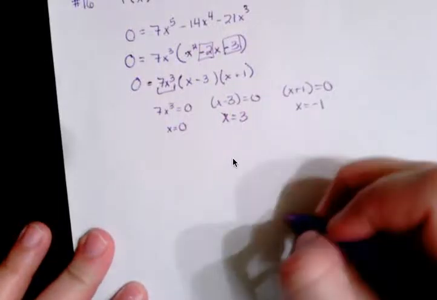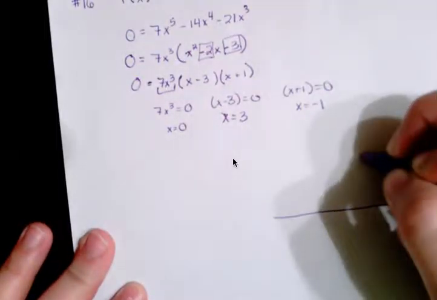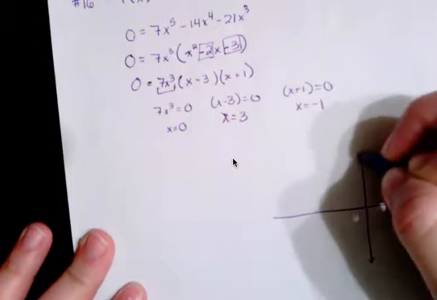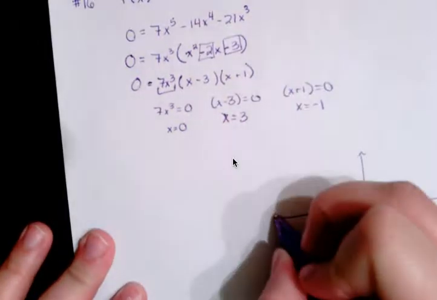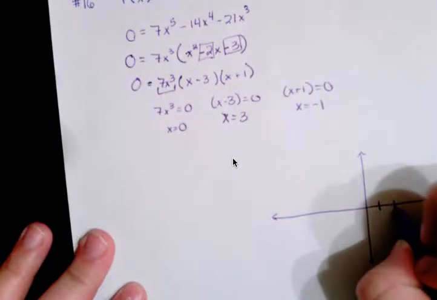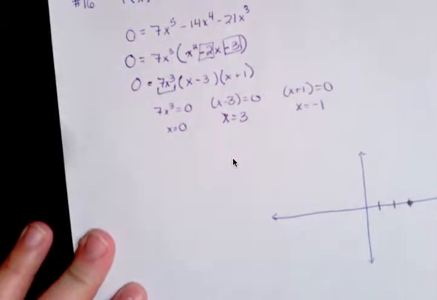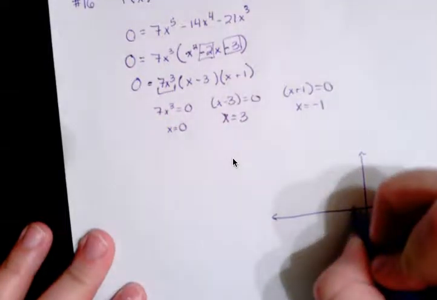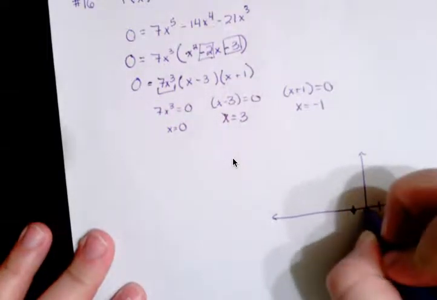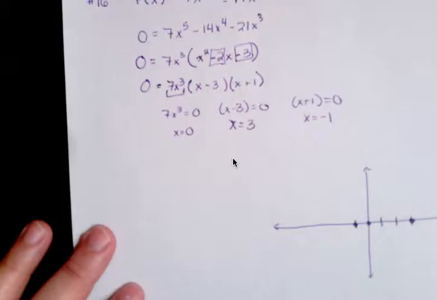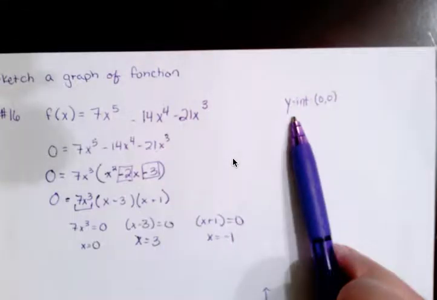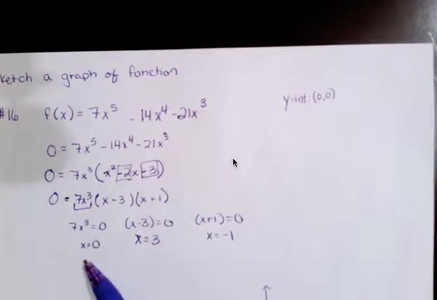So I'm going to go ahead and start my sketch because I know where it's going to cross at my intercepts. So I have one at positive 3, and remember it's just a sketch, so it doesn't have to be perfect. I have one at negative 1, and I have one at 0. So that's your first step. And actually, remember our y-intercept was 0, 0, so we technically already knew one of our x-intercepts had to be 0.